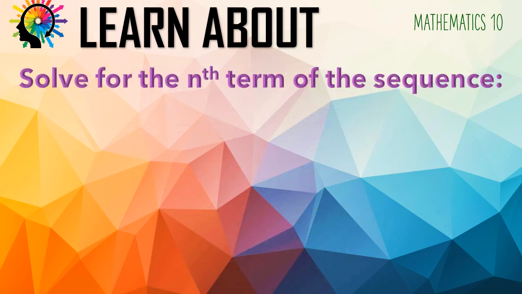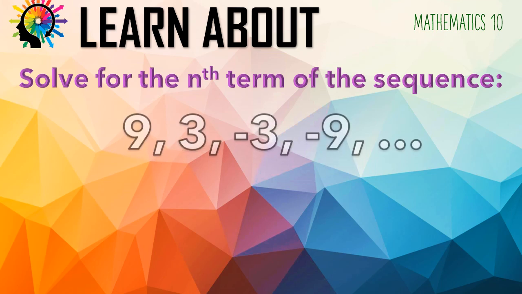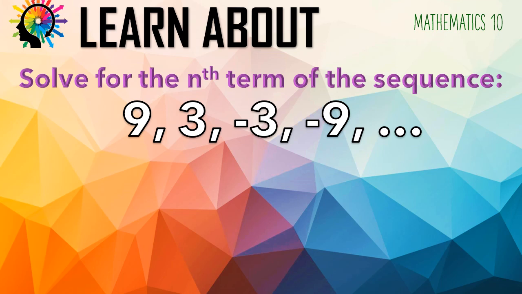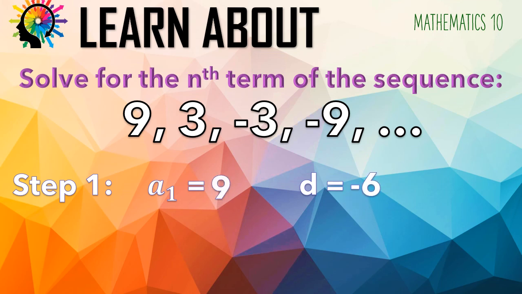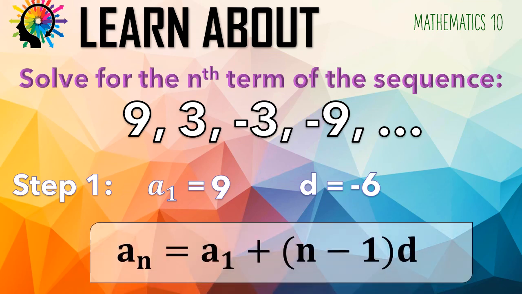Okay, next practice exercise. I'd like you to find the nth term of the given sequence. You may pause the video for a while and then resume watching when you want to check your answer. Of course, our step 1 always is to sort out the necessary data. We have a sub 1 equal to 9, and for d we have negative 6. And then of course you need to be familiar with the general term of an arithmetic sequence, which is a sub n equals a sub 1 plus quantity n minus 1 times d.